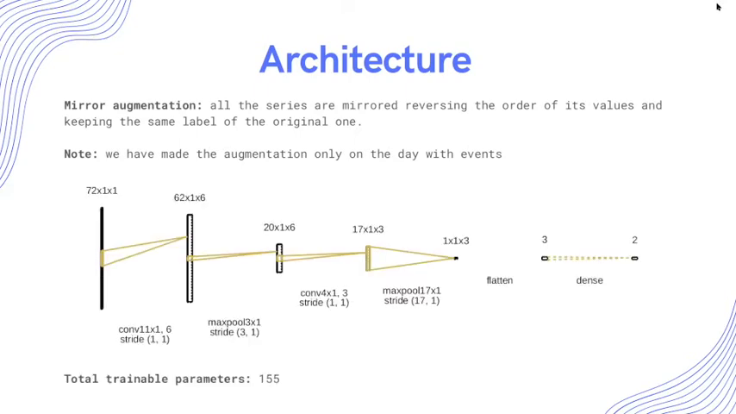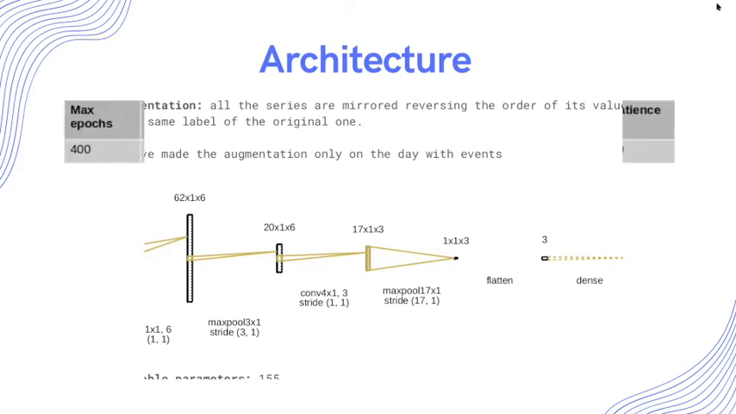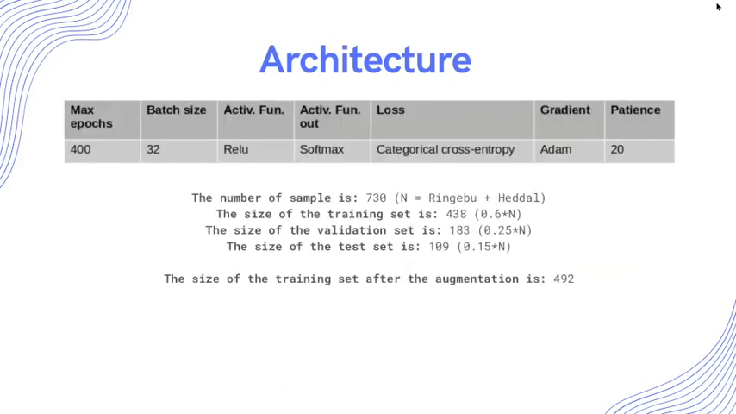This is our architecture. Starting from the left, we can see the input layer, then a first convolutional layer followed by a max pooling. Then there is another convolutional layer and a global max pooling. Finally, we have the flattened and 2 dense layers. In this table, we can see all the settings of our architecture. We can note that the size of the training set after the augmentation is only 492, and this is not a good number to train a CNN.